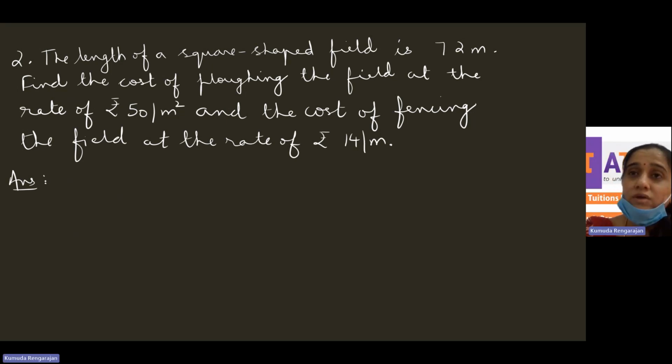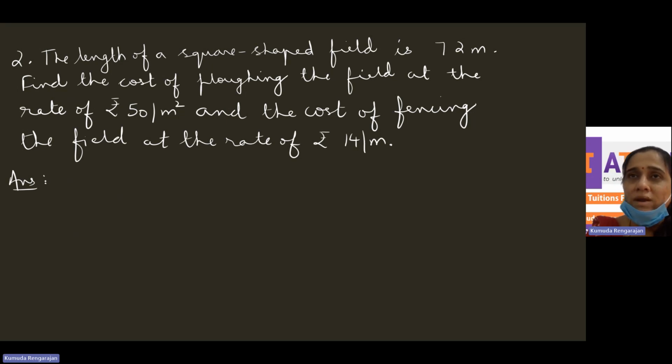What is the area of your field? 100 meters square. 1 meter square to plough, 50 rupees you have to pay. So for 2 meters square, you have to pay 50 plus 50, 100 rupees. If the area of your field is 3 meters square, you'll have to pay 150 rupees. So if the area of your field is 100 meters square, then you have to pay 100 into 50, 5,000 rupees. So that is the cost of ploughing.